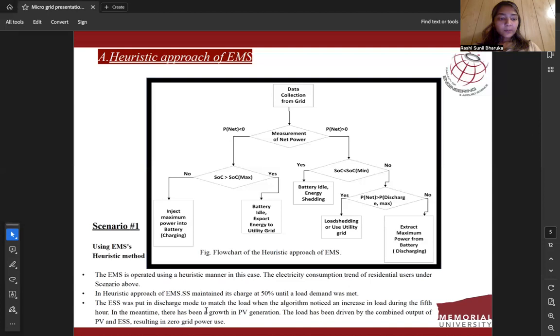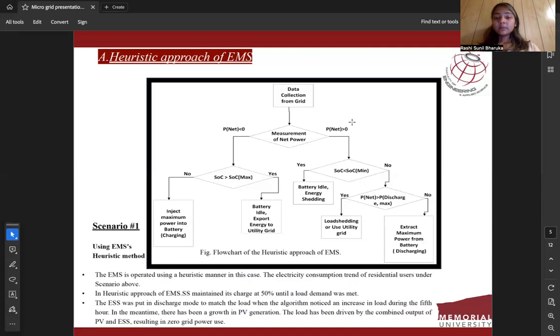The process starts by measuring the net power using some input data. To summarize the input data collected from the grid, it has been distributed in the battery in a charging and discharging format. Based on the quantity of grid energy consumed, the daily total power cost is determined.